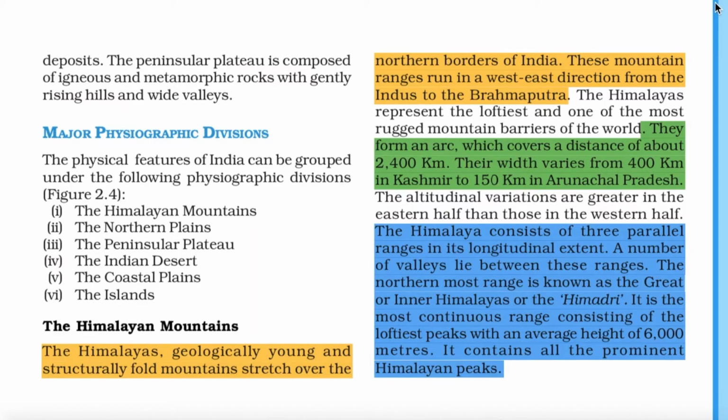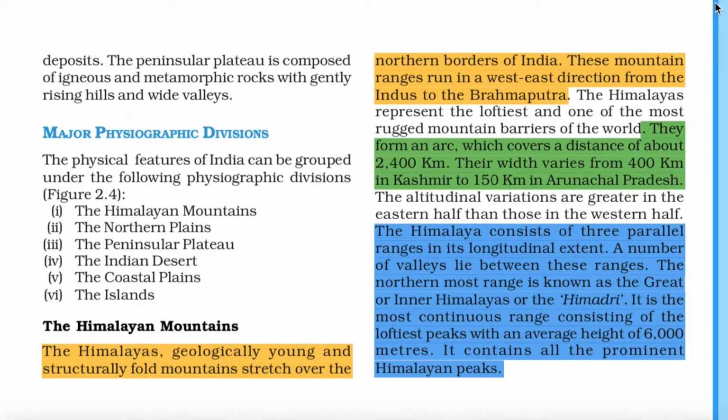They form an arc which covers a distance of about 2,400 kilometers. Their width varies from 400 kilometers in Kashmir to 150 kilometers in Arunachal Pradesh. The altitudinal variations are greater in the eastern half than those in the western half. The Himalaya consists of 3 parallel ranges in its longitudinal extent. A number of valleys lie between these ranges.